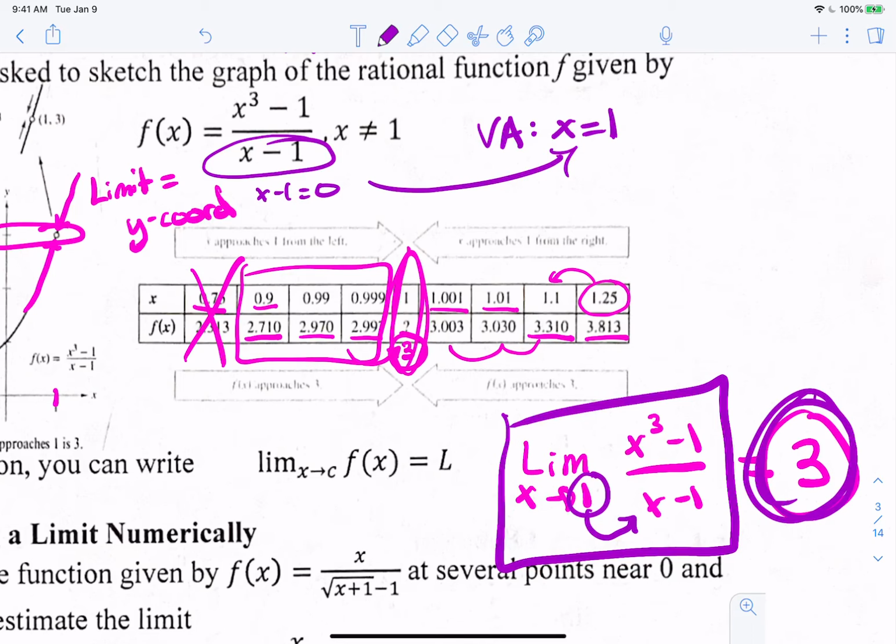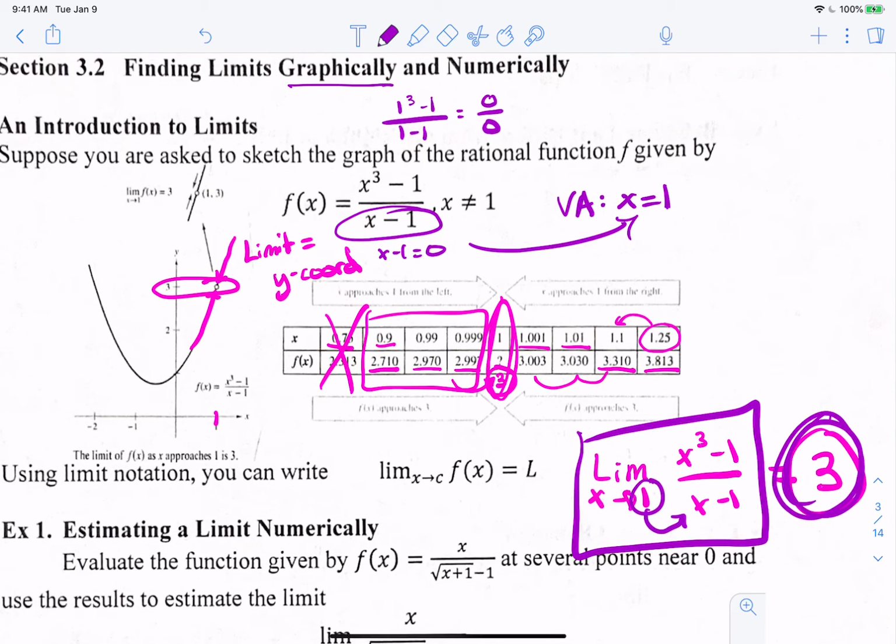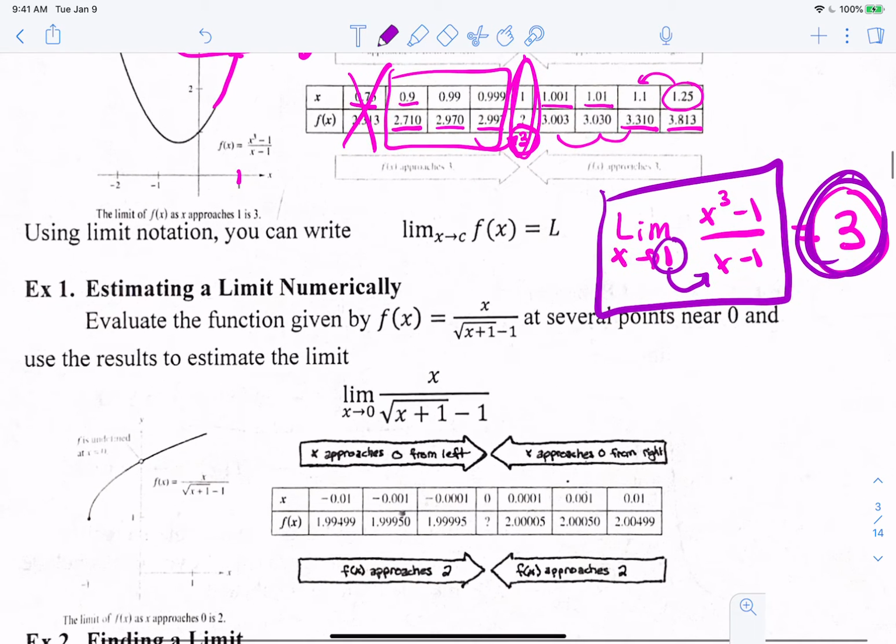Make sense? Ish? Weird? Okay? We're trying to find the value if there was a value, basically. Okay? All right. I don't like it.